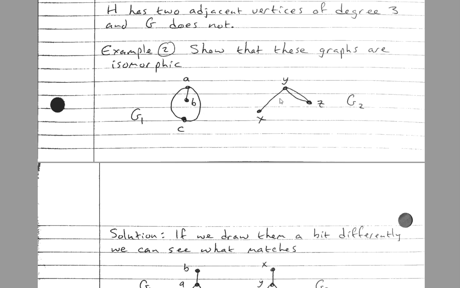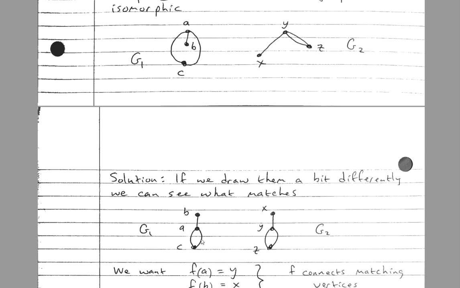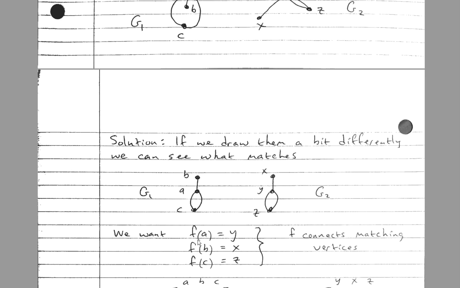Okay, so we want to show that these graphs are isomorphic. So the first step is to kind of make them look the same. Then we can see what matches with what. All right, so drawing them like this, we see they do look the same, but we want to prove it. So the way to prove it is to set up this matching function f. Okay, so what matches with what?